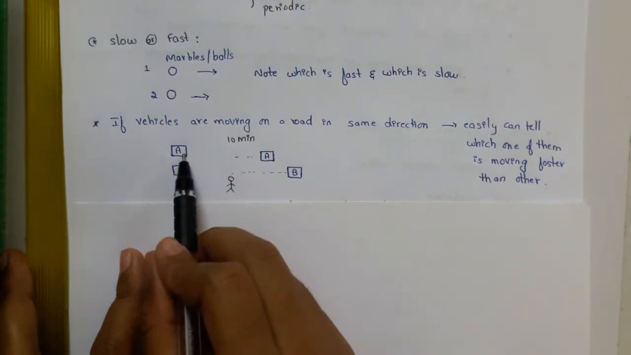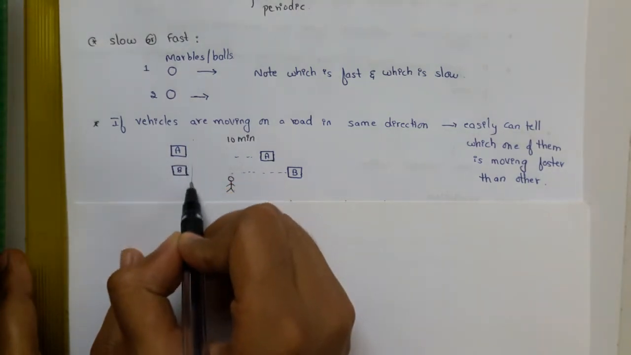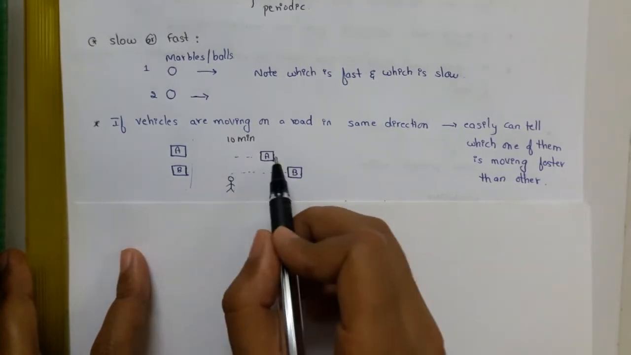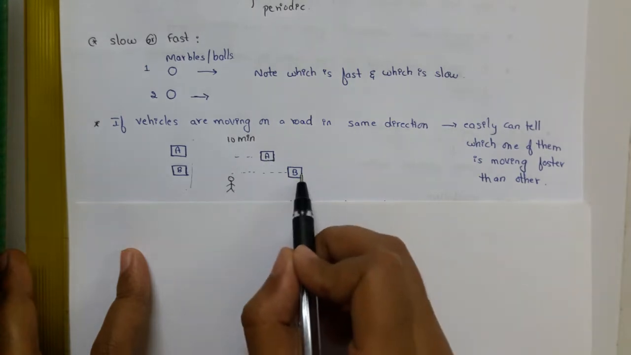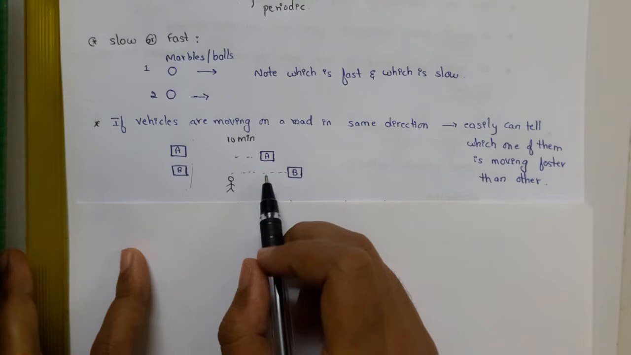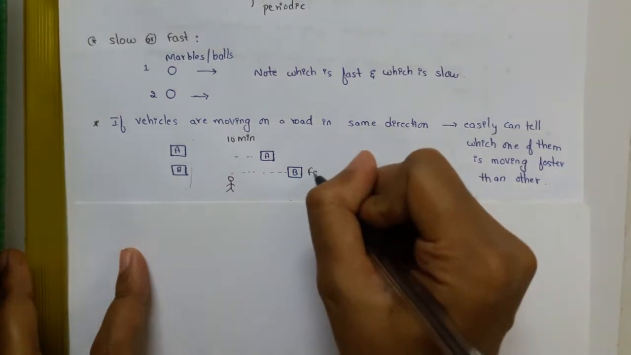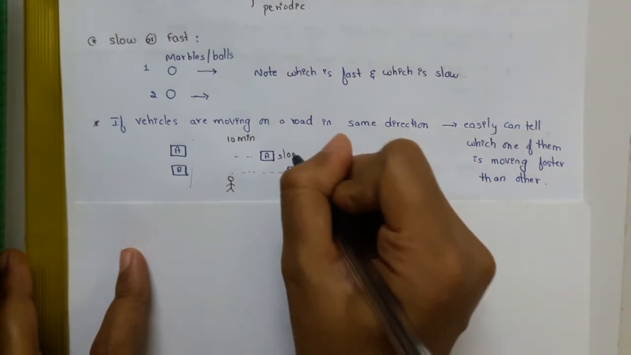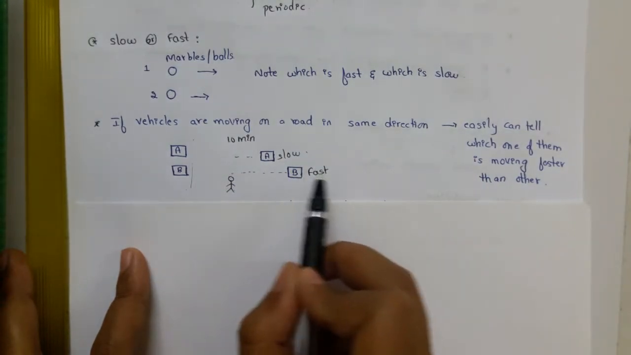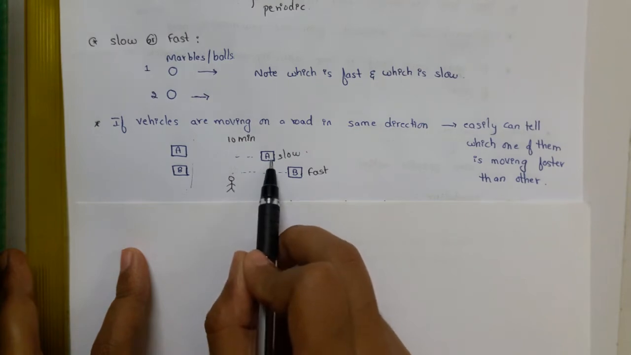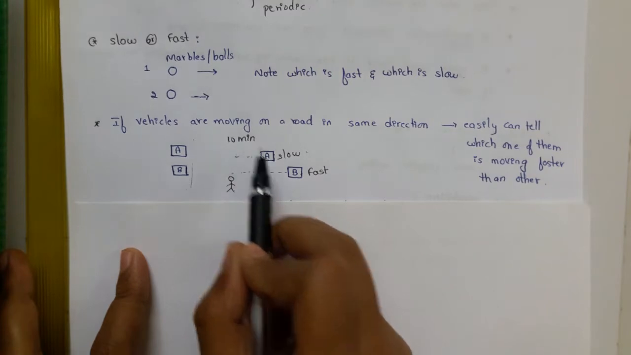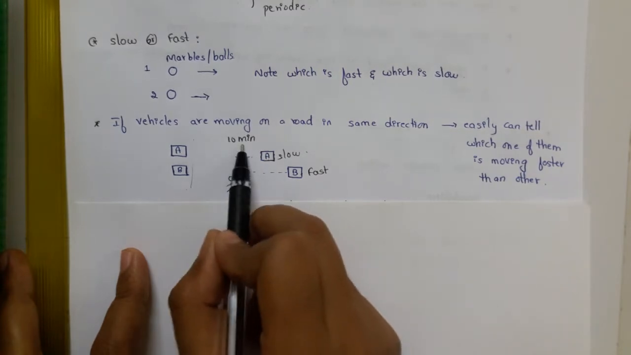First, you observe that both are at the starting point, at the same point, at 0 minutes. After 10 minutes, you see car A was here and car B was here. From this, how can you tell which is faster? You will say that B is fast, A is slow, because in 10 minutes B is ahead compared to A. So you can say that B covered more distance in the same time, when A covered less distance in 10 minutes.